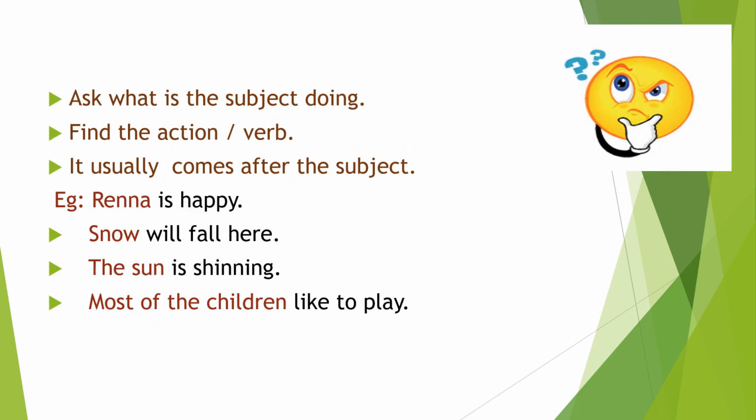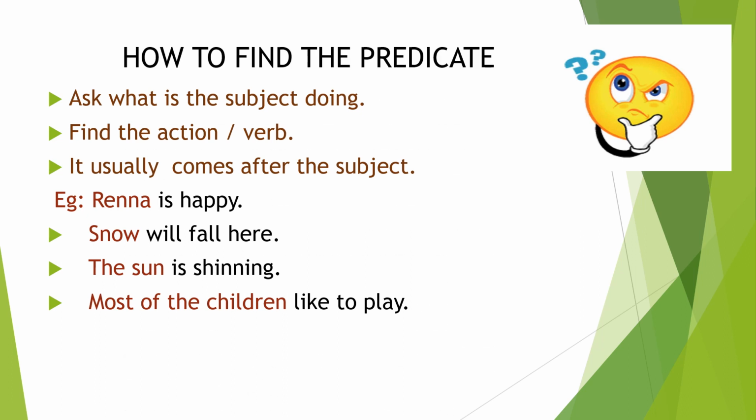On to the next part. Now, let us see how to find the predicate. It is really simple. Just ask the sentence this question. What is the subject doing? And the answer will be the predicate. Find the action or the verb in a sentence because predicate begins with that. It usually comes after the subject. So even if you have marked the subject, the rest of the portion will be your predicate.